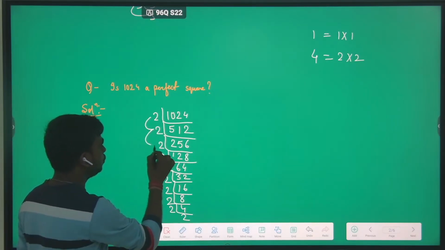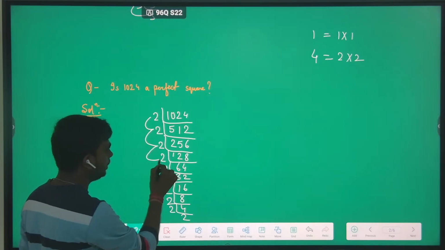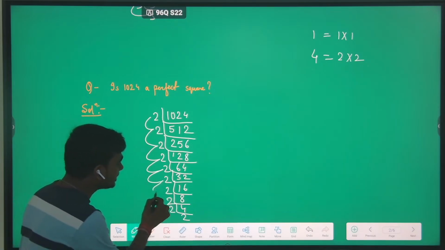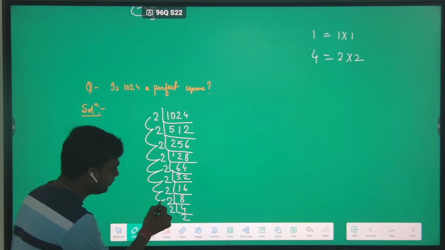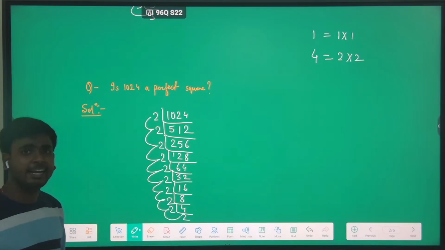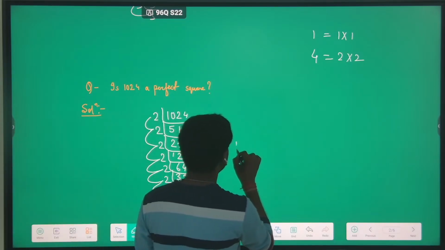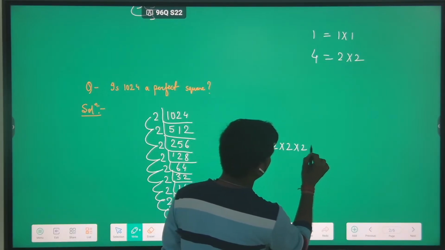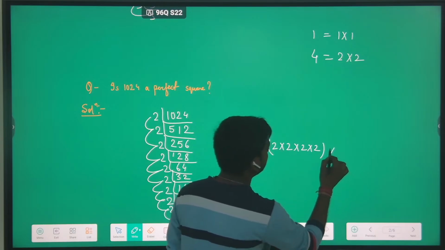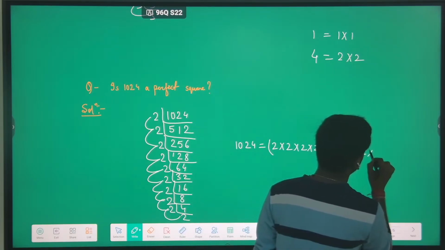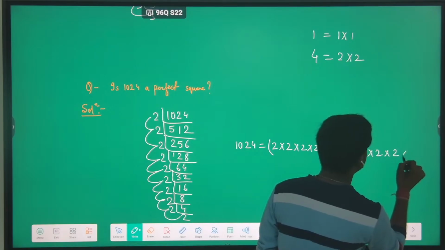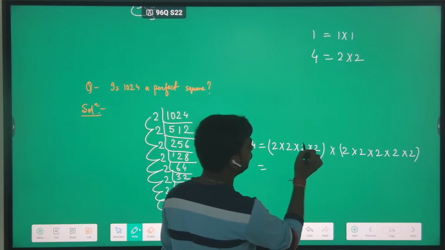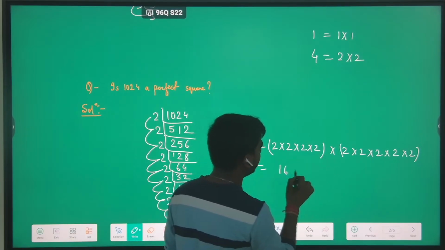2 into 2, 2 multiplied 3 times, 2 multiplied 4 times, 2 multiplied 5 times, 2 multiplied 6 times, 2 multiplied 7 times, 2 multiplied 8 times, 2 multiplied 9 times, 2 multiplied 10 times. So it can be represented as 1024 is equal to 2 into 2 into 2 into 2, 5 times multiplied with 2 into 2 into 2 into 2. It is 5 times. So what is it? 2 into 2 is 4, 4 into 2 is 8, 8 into 2 is 16.